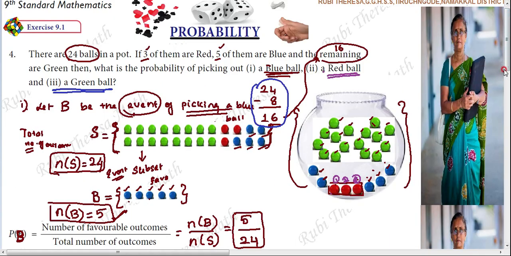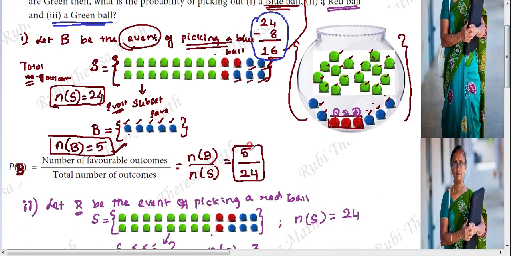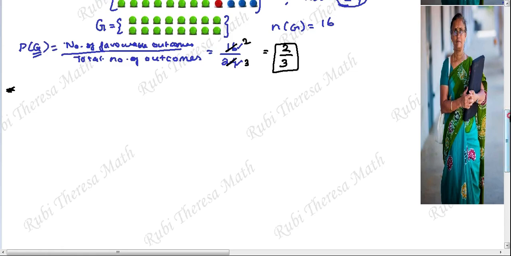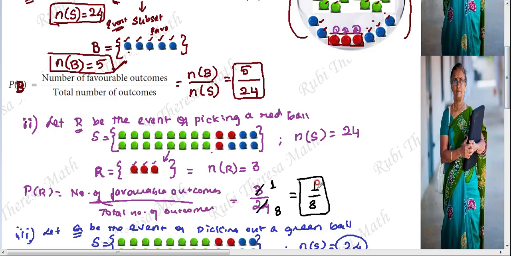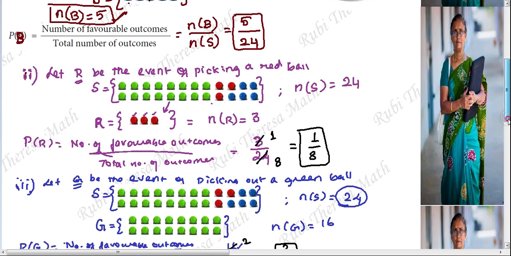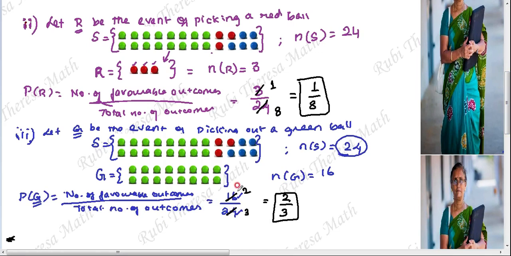It is 5 by 24. Picking a blue ball வந்து 5. That is because there are 5 blue balls out of 24 total number of balls. And 1 by 8 அப்படின்னோடனே 1 red ball தான் இருக்குதுன்னு அர்த்தம் கிடையாது. 1 by 8 அப்படின்றது simplified form. 3 red balls out of 24 total number of balls. So 3 by 24 ஓட simplified form 1 by 8. Then என்னது? There are 16 green balls out of 24. 16 by 24 ஓட simplified form 2 by 3.